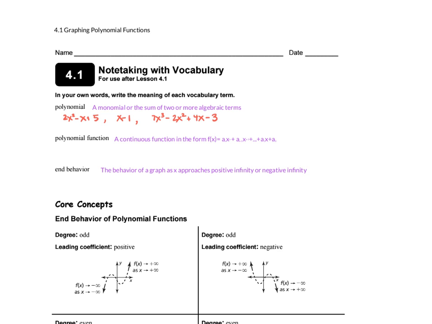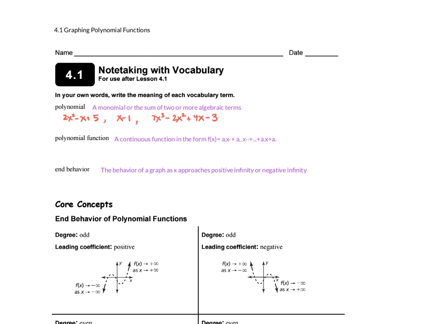Now, when you graph polynomials, they're going to be smooth curves. Okay, they're going to be continuous. Now, what that means is that you're going to be able to draw the curve without ever lifting your pencil or writing utensil. Okay, so if you can do that, then you have a polynomial function.